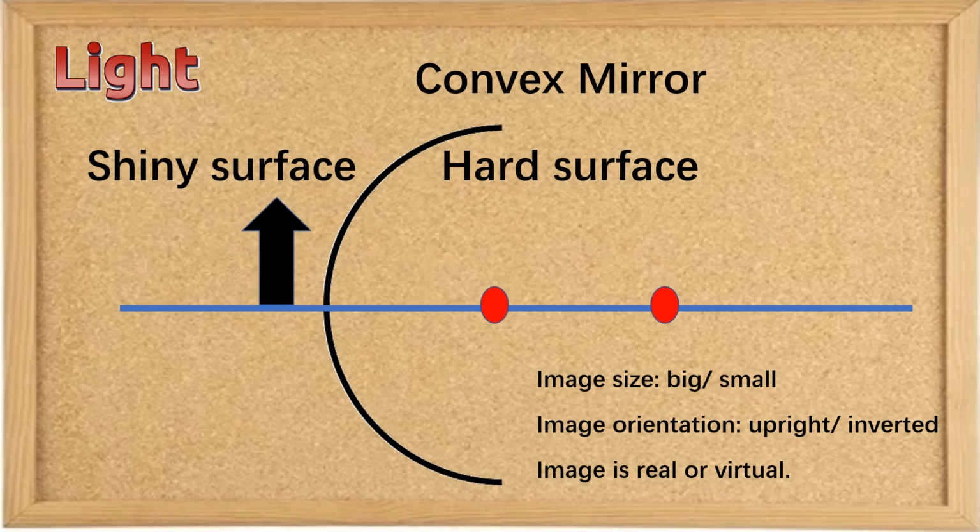Our next situation is we now move the object closer to the convex mirror. Using your ray diagram, identify if the image is big or small. Image orientation, is it upright or inverted? And the image is real or virtual? You can pause the video and make the ray diagram and try to check what your image is.